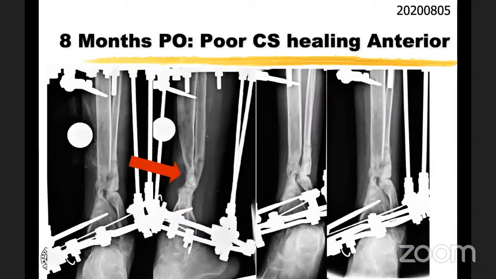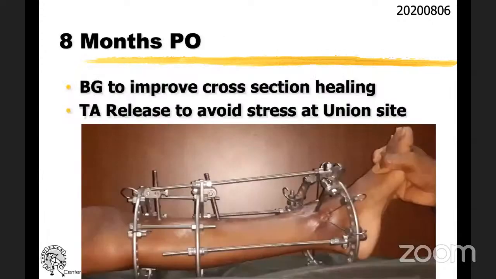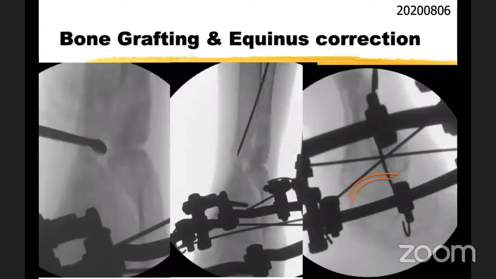At 8 months post-op, the red arrow shows poor cross-sectional healing anteriorly. So we planned for bone graft to improve cross-sectional healing, and the tendon was released to avoid stress at the union site. So we did curettage, followed by bone grafting. The right side image shows equinus correction, and the contour of joint congruency is maintained.